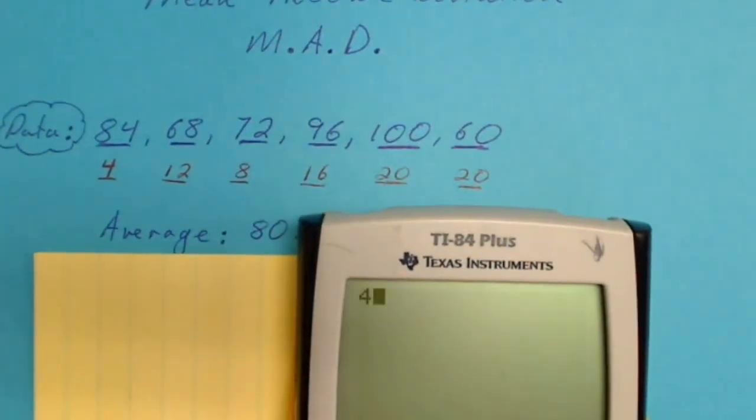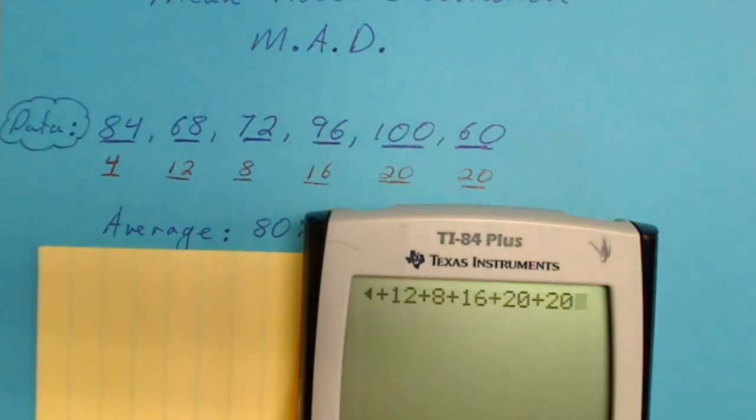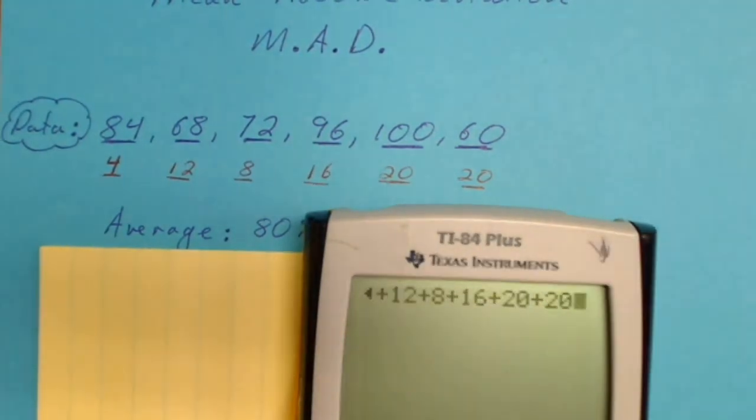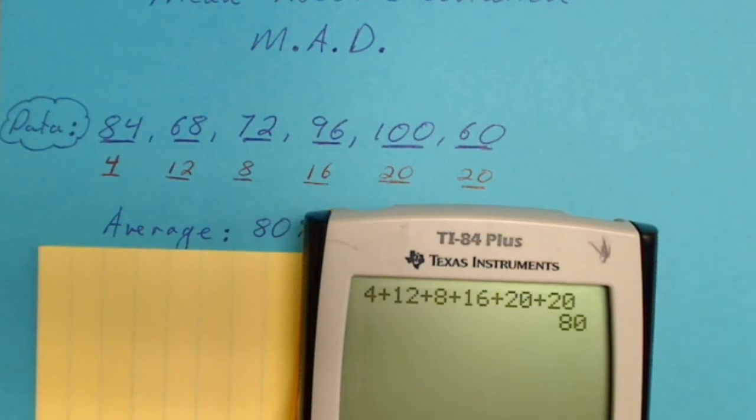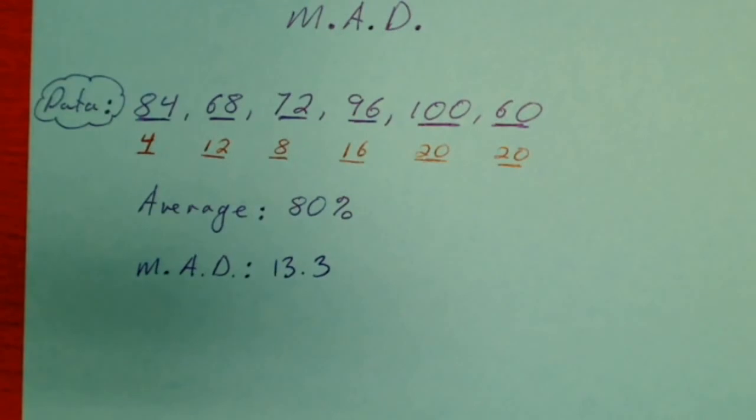I'm going to add 4 plus 12 plus 8 plus 16 plus 20 plus 20. So that should be 1, 2, 3, 4, 5, 6 numbers. Add all those up. It's 80 divided by 6. Wow. So we're looking at a mean absolute deviation of 13.3. So that's probably not the best news. If I'm a teacher, obviously I'd want my average to be a little bit higher, around 85, 90, or you'd love for it to be 100, but it's not going to work out that way every time. But I would love for the average to be a little bit higher.